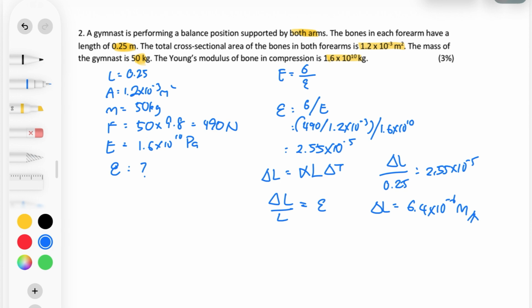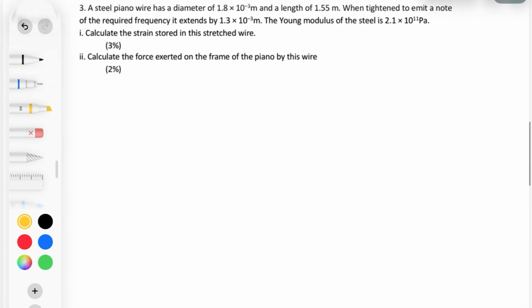You just need to understand the formula. There are two of them, but we use the one below because we have the strain, and with it we can find the change of L. Okay, so this is question number 2. So let's go into question number 3.